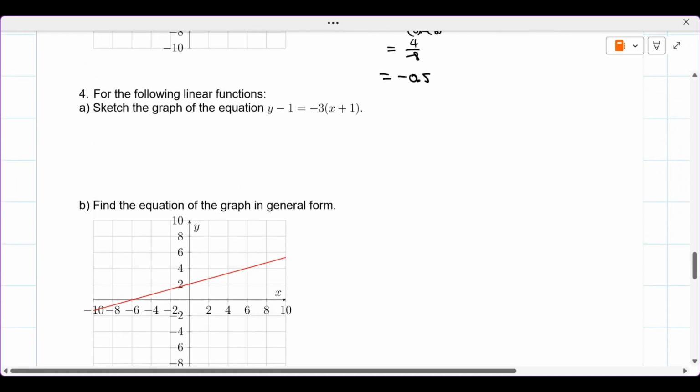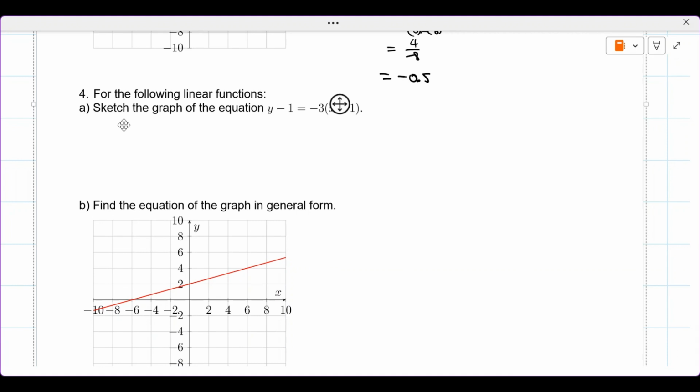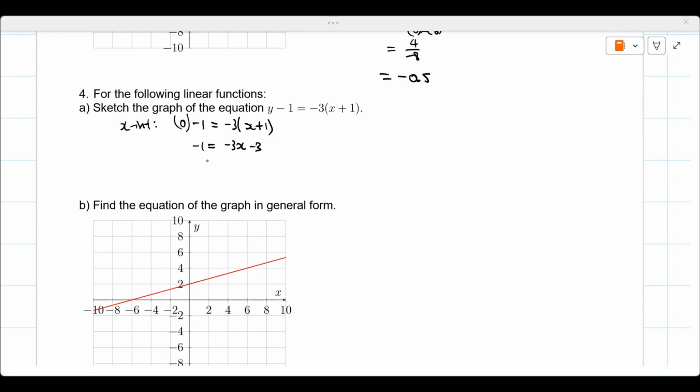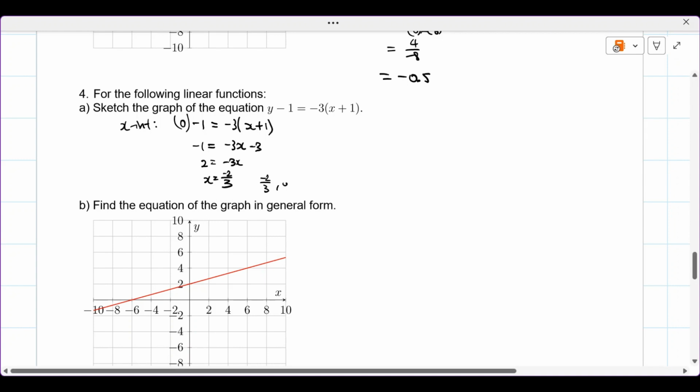Question number 4. For the following linear functions, sketch the graph of the equation y minus 1 equals negative 3 times x plus 1. So in order to sketch the graph of an equation, the first thing we need to do is identify the x-intercept and the y-intercept. So let's find them. Once again, to find the x-intercept, we put y equals 0. So that's 0 minus 1 equals negative 3 times x plus 1. That's negative 1 equals negative 3x minus 3. So let's add 3 on both sides. That's going to be 2 equals negative 3x. X is equal to negative 2 over 3. So the x-intercept is (negative 2 over 3, 0).